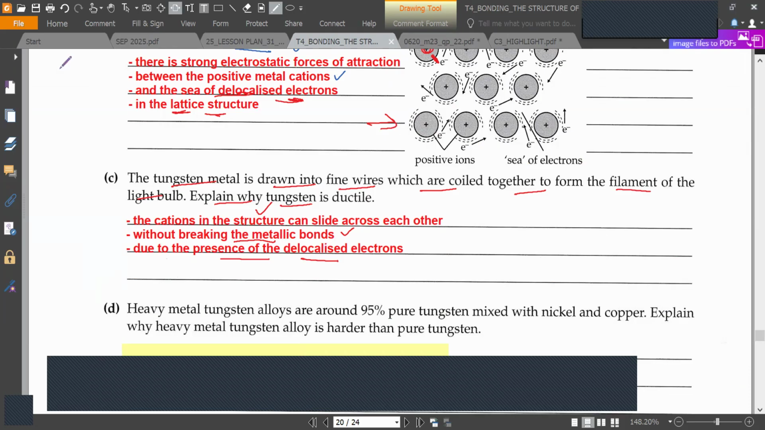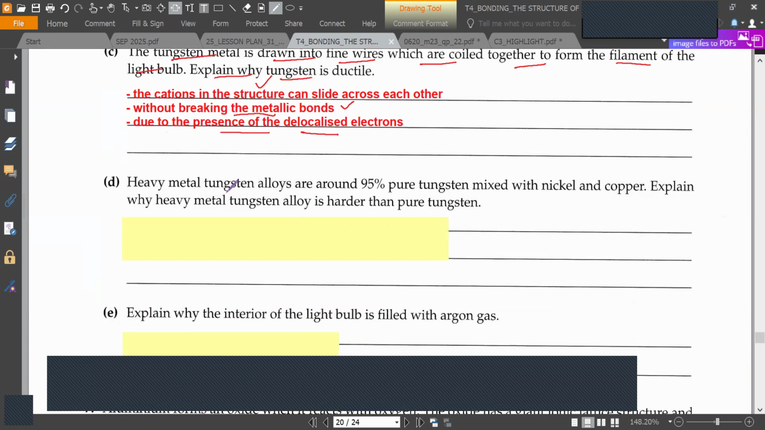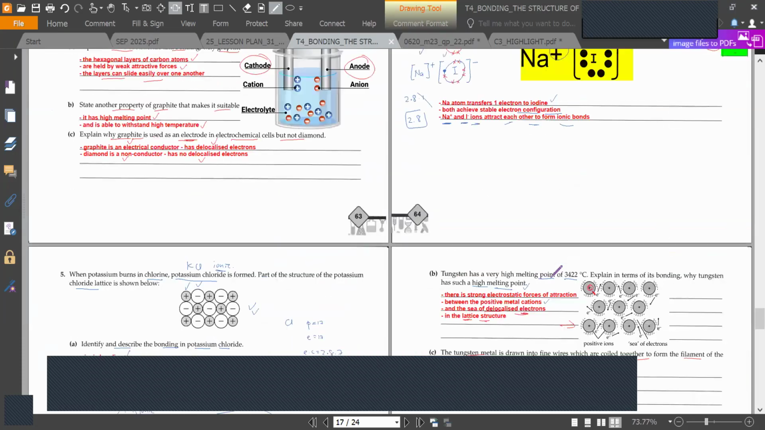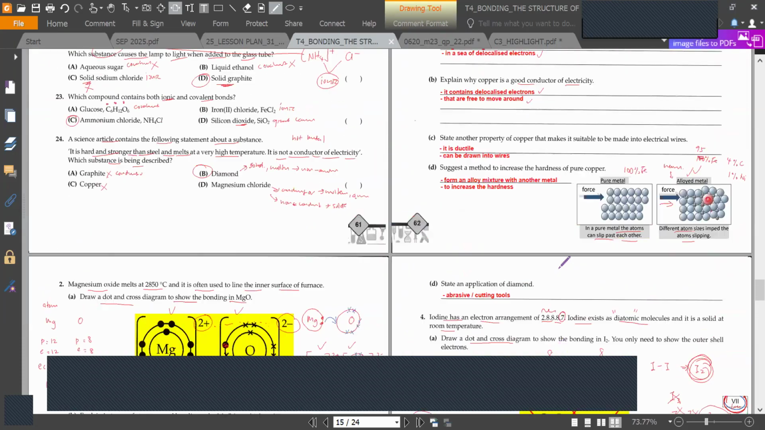Heavy metal tungsten alloy is around 95% pure tungsten mixed with nickel and copper. Explain why heavy metal tungsten alloy is harder than pure tungsten. So this is what we discussed before. Let me find the picture.